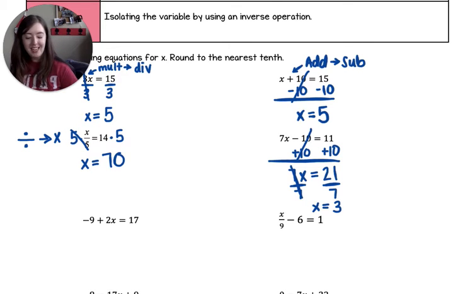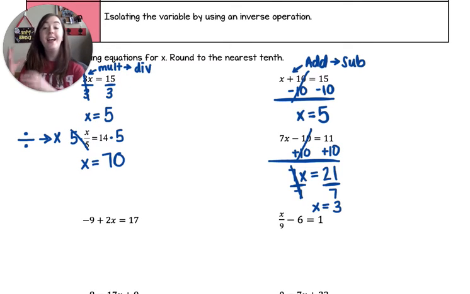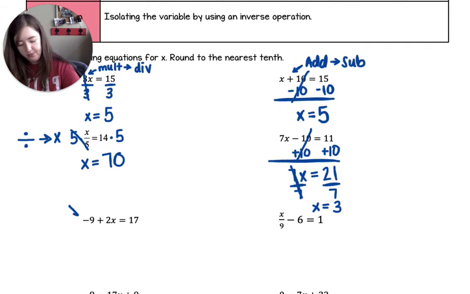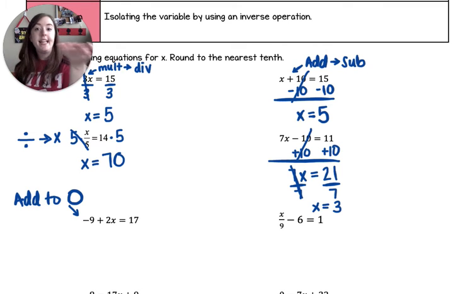All right, now this one is kind of tricky. Negative 9 and 2x are being added together, right? The way that I want you to think about this is not necessarily as inverse operations, but as adding to 0. Earlier, in that x plus 10 equals 15 problem, we subtracted 10 from both sides to get x by itself, because positive 10 minus 10 is 0. So we wanted to get to 0 there. And that's what's happening here. We want to get to 0.